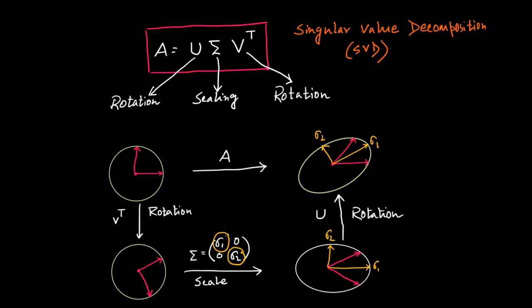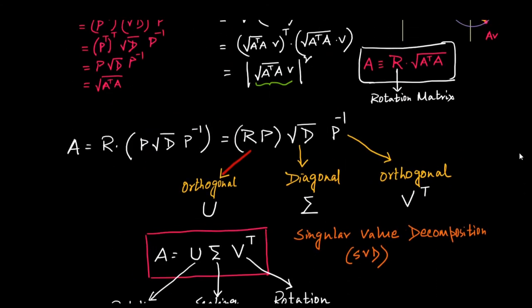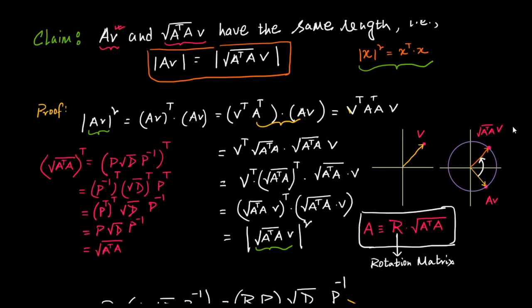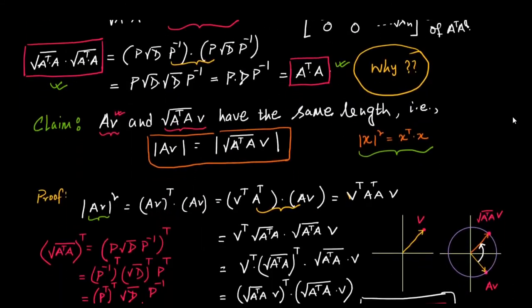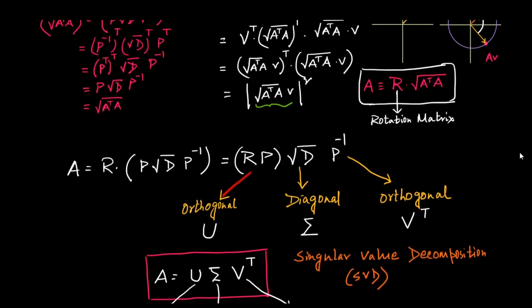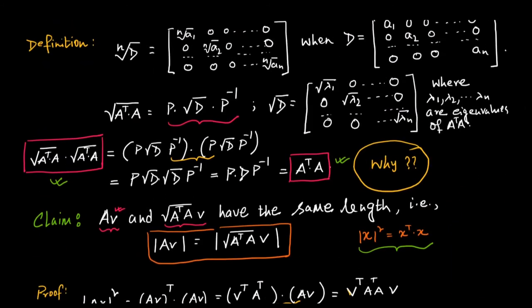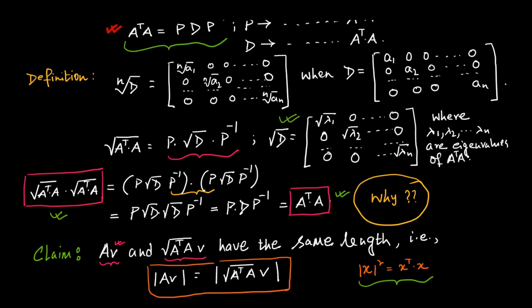Let us go back to the derivation, to where the capital sigma, the matrix sigma, comes from. This matrix sigma is a diagonal matrix, square root of D. Now, what is square root of D? Square root of D is defined as this. And what are the elements of square root of D? The leading diagonal elements are the eigenvalues of A transpose A.